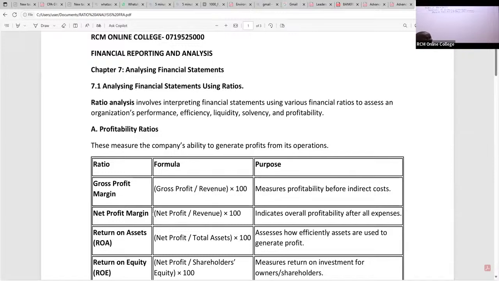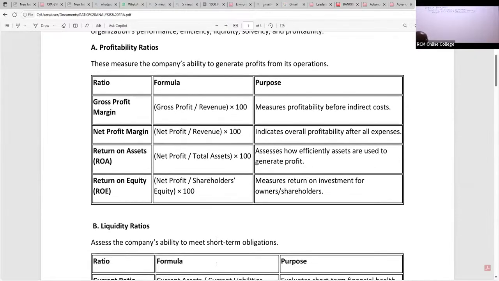Then we have net profit margin. Once you hear the word margin, we must always have revenue at the base. So we have a net profit margin, which is net profit over revenue. We have return on assets. Which returns are these? This must be the profit after tax, the net profit over total assets. We have return on equity, the same profit after tax divided by the shareholders' equity.